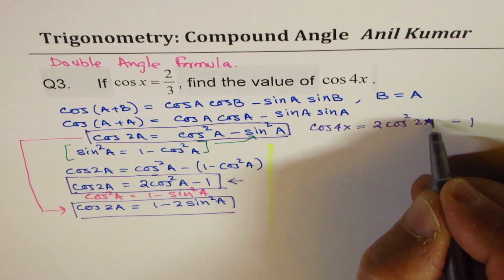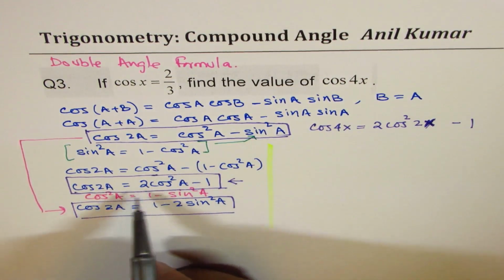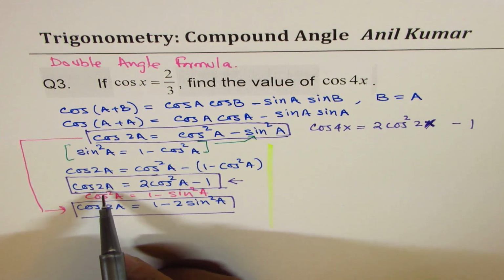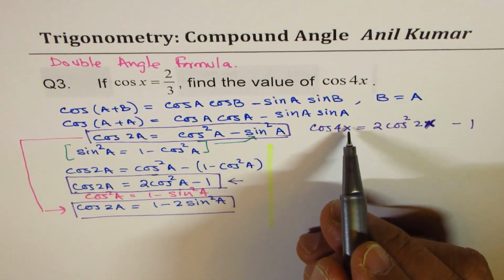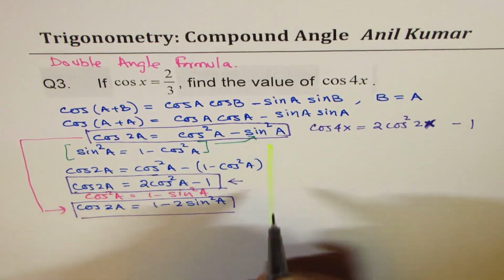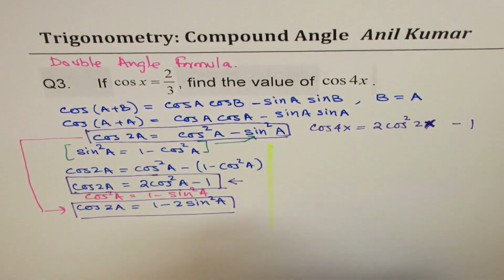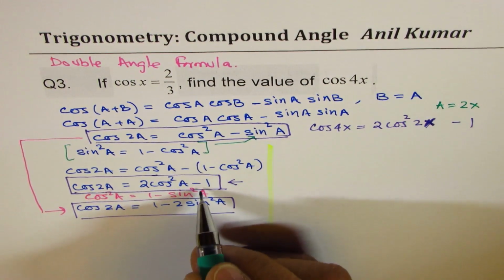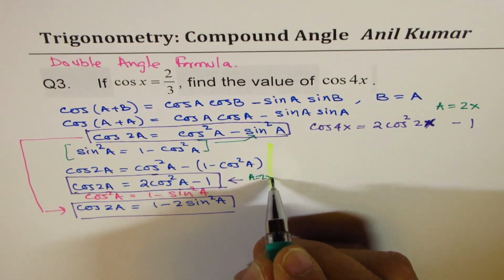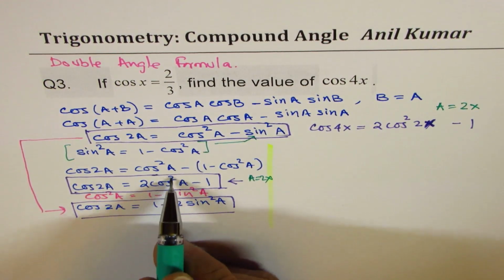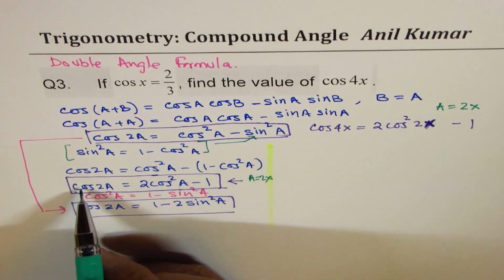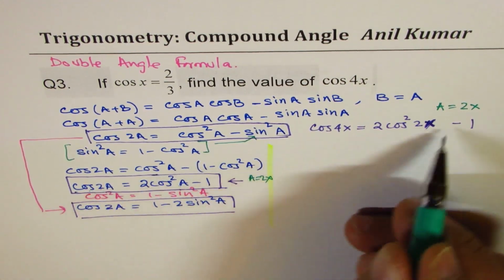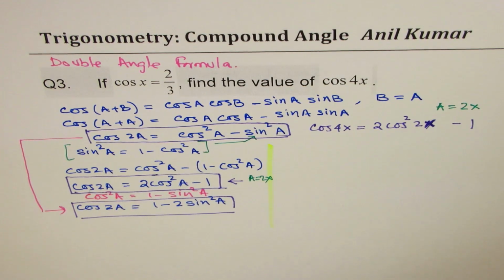So replacing 2a, I should write 2x, right? Okay. Replacing 2a with 2x, a with 2x. So what I've done here is I substituted a as equals to 2x in this formula. So a equals to 2x. So this becomes 2 cos square 2x, and that becomes cos 4x. Got it? Now let's continue.